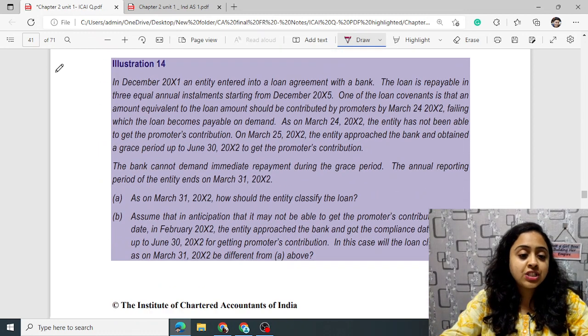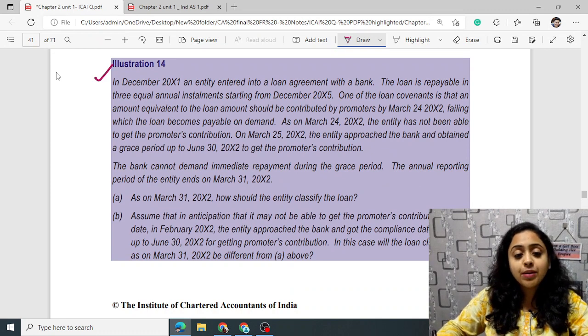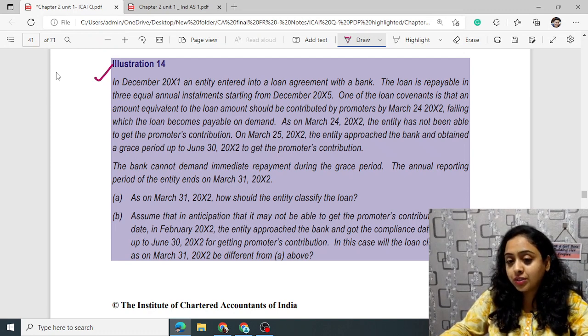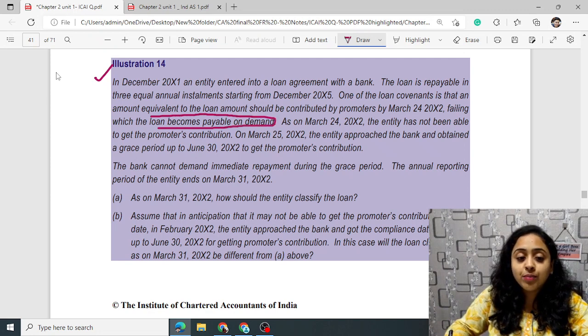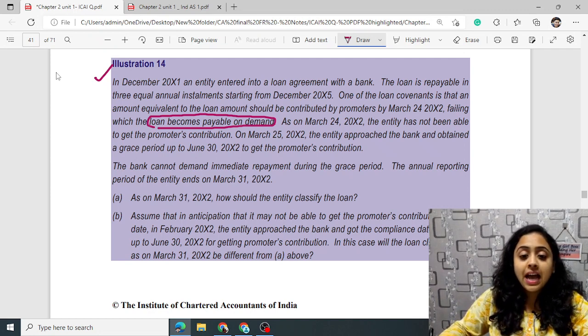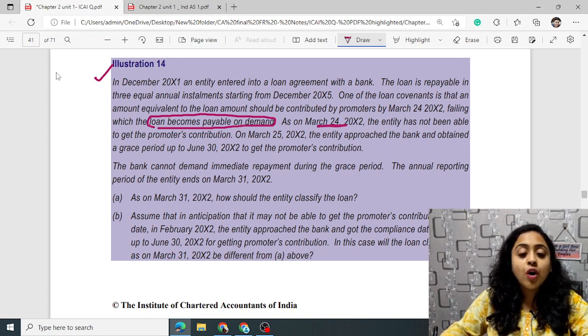Okay. Illustration number 14. In December 2001, an entity entered into a loan agreement with a bank. The loan is repayable in 3 equal annual installments starting from December 2005. One of the loan covenants is that an amount equivalent to the loan amount should be contributed by promoters by March 24, 2002, failing which the loan becomes payable. Okay, it should be contributed by the promoters, and if they are not doing so, the loan becomes payable. As on March 24, the entity has not been able to get the promoters' contribution. On March 25, 2002, the entity approached the bank.